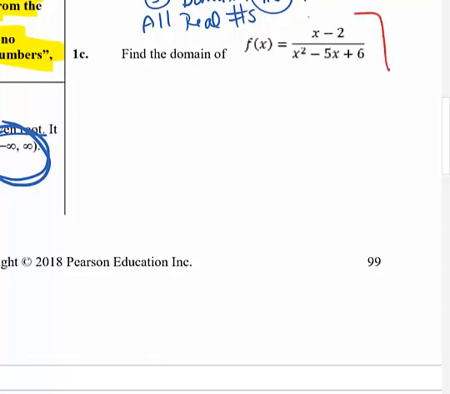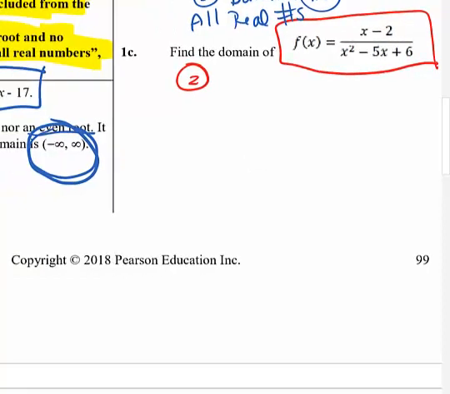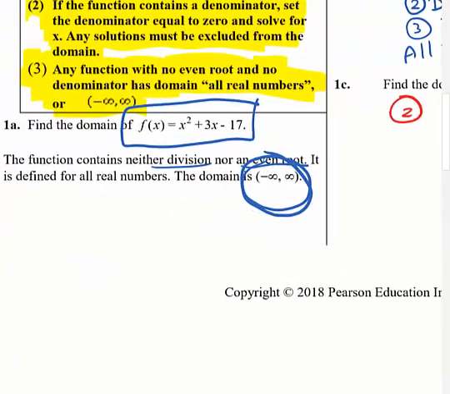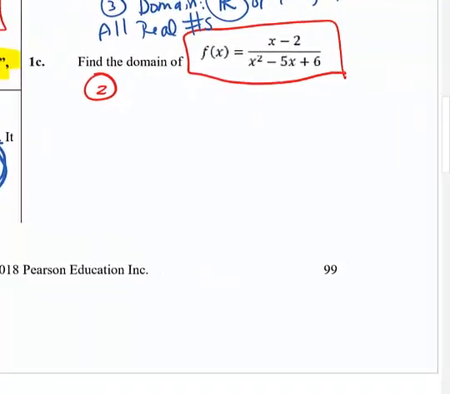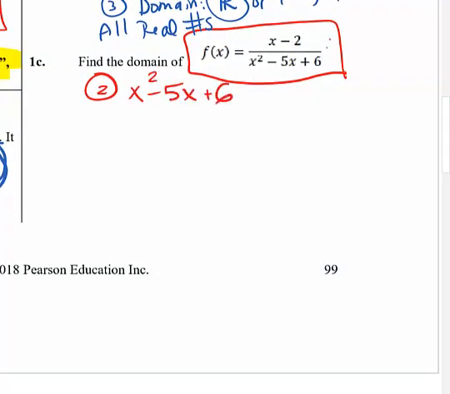But the next one, though, doesn't have an even root. There is no square root, there is no fourth root, but there is a denominator, so I have to consult step 2, because that tells you what to do if there's a denominator. It says, if the function contains a denominator, I have to set that denominator equal to 0, solve for x. Any solutions I get must be excluded from the domain. So the numerator doesn't matter, because what we're looking for is just the bad things that can happen, and the only bad thing that can happen to this fraction is if the denominator is 0, because that would mean it's undefined.